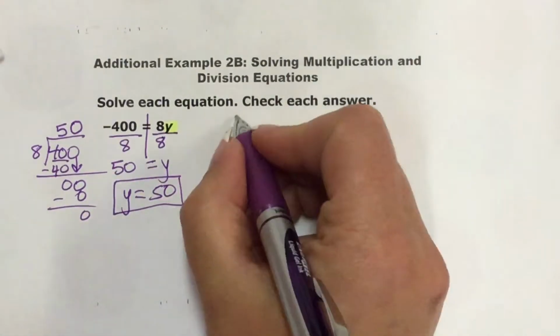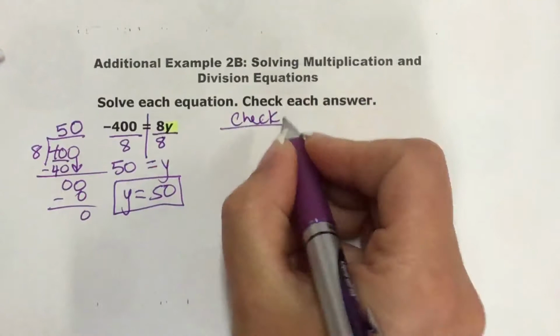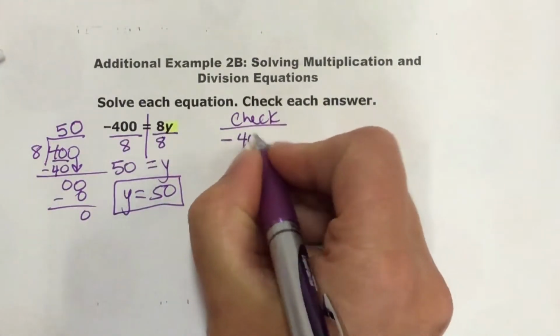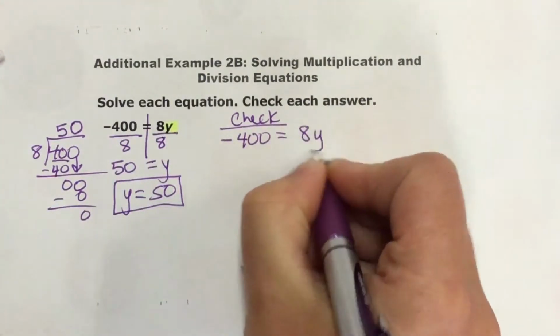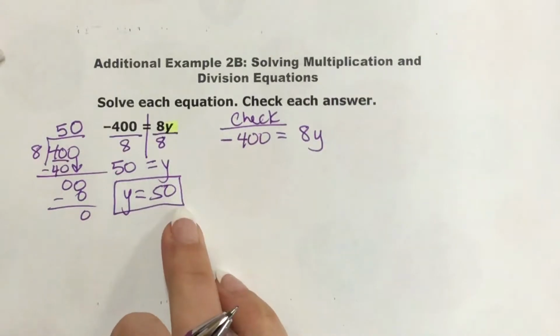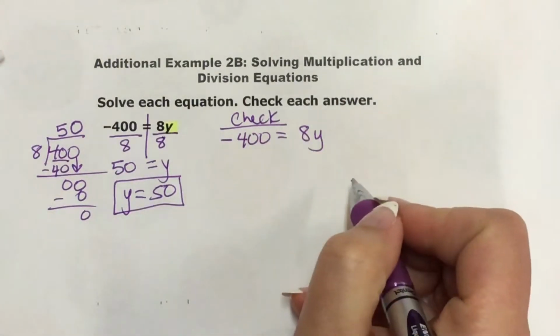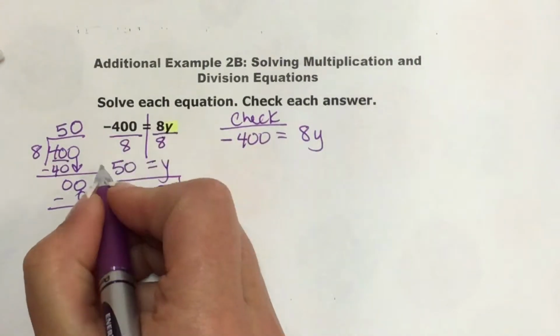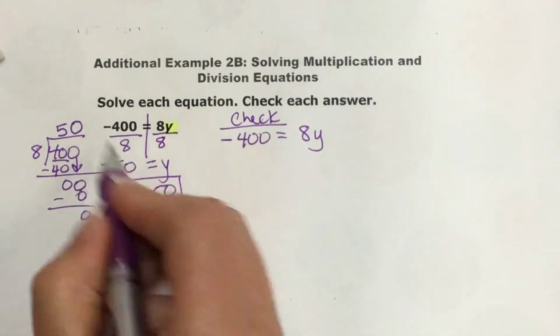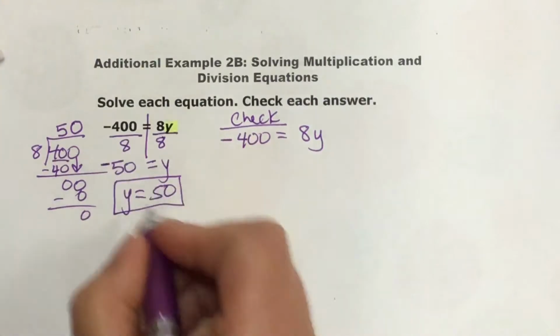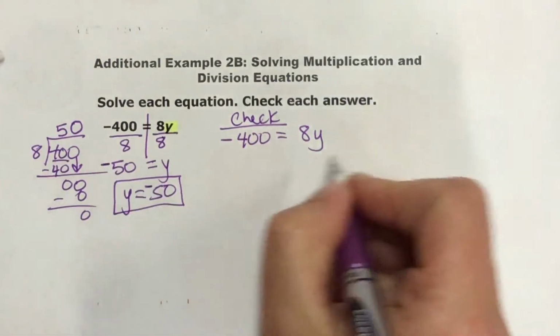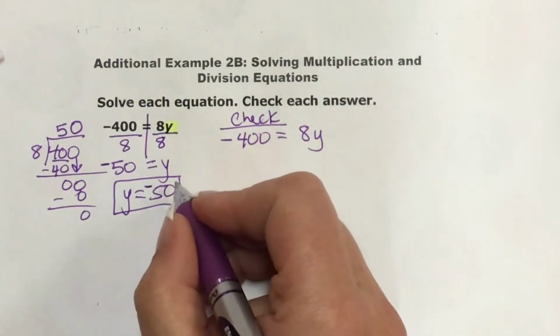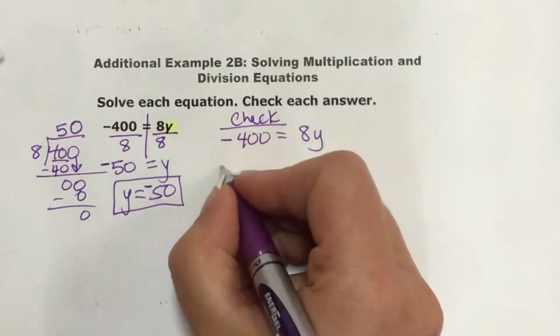Let's go ahead and check. So I'm going to write the original equation. Negative 400 equals 8y. And we're going to substitute 50 in for y. Oh, I'm sorry. A negative divided by a positive is a negative. I forgot about the signs. Negative divided by a positive is a negative, so that means the answer is a negative 50. So we're going to substitute negative 50 in for y.